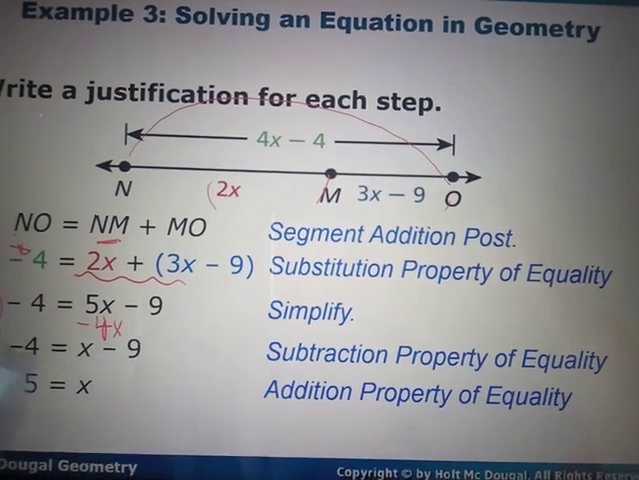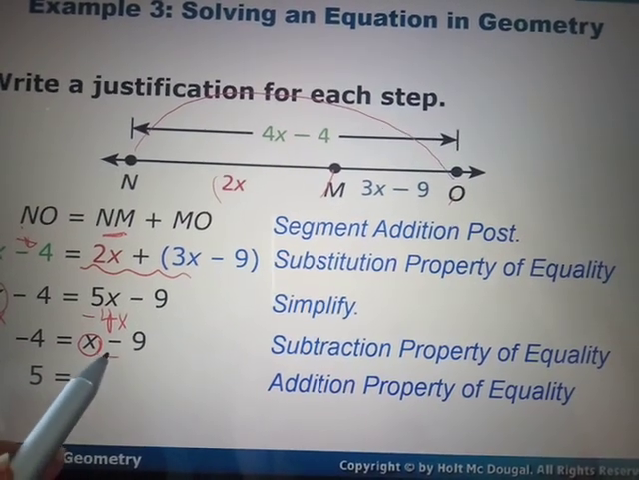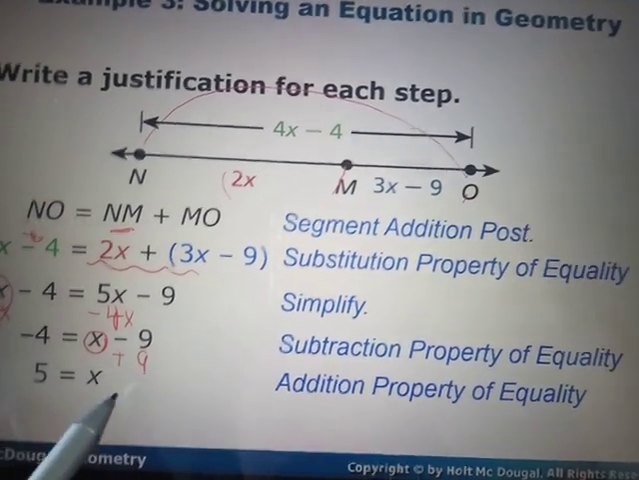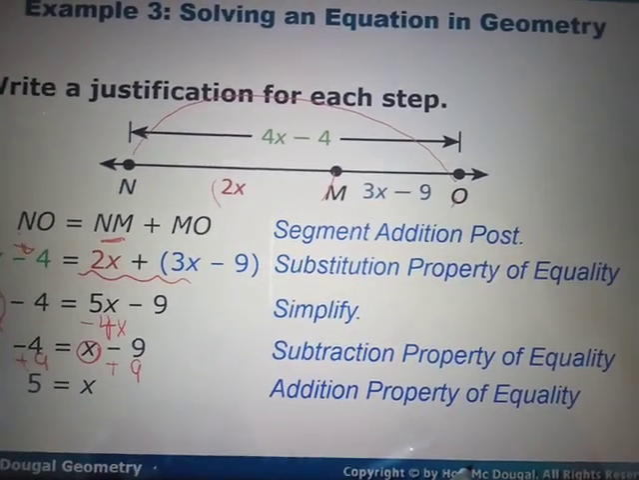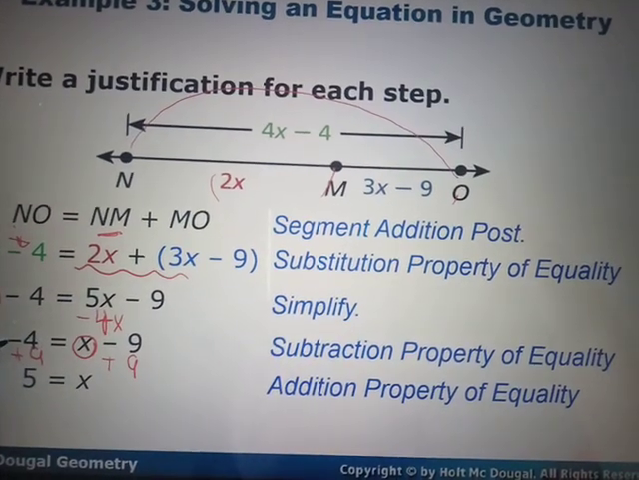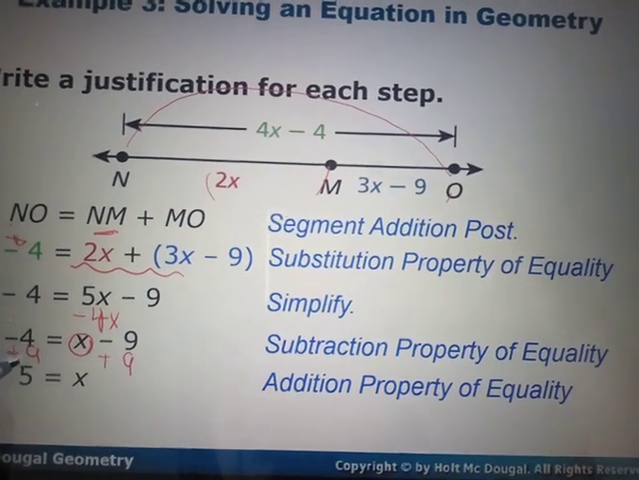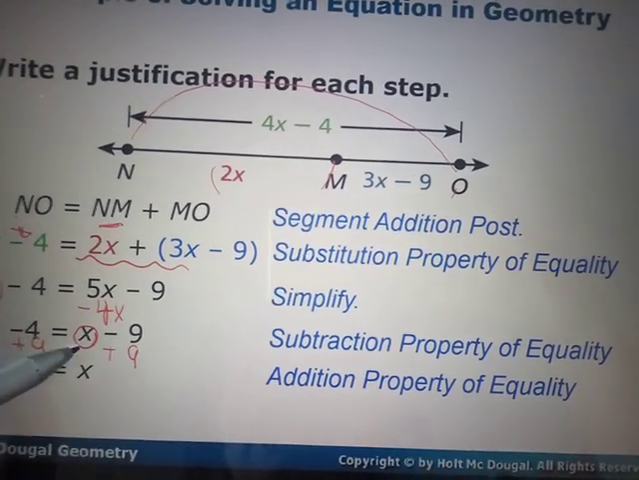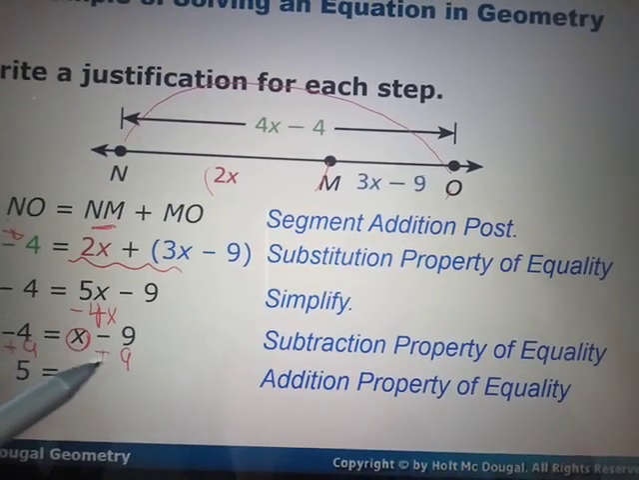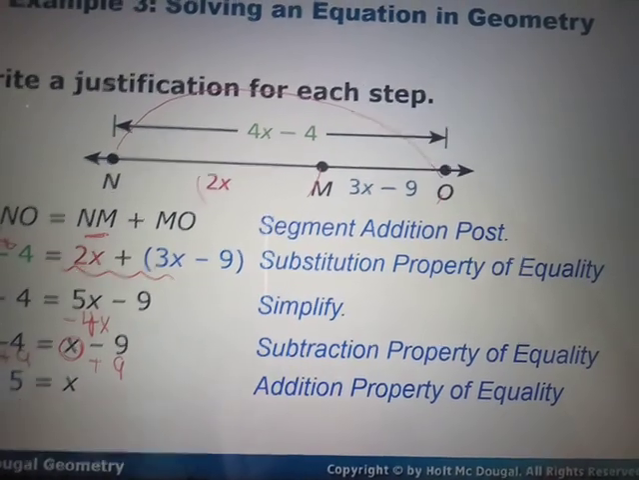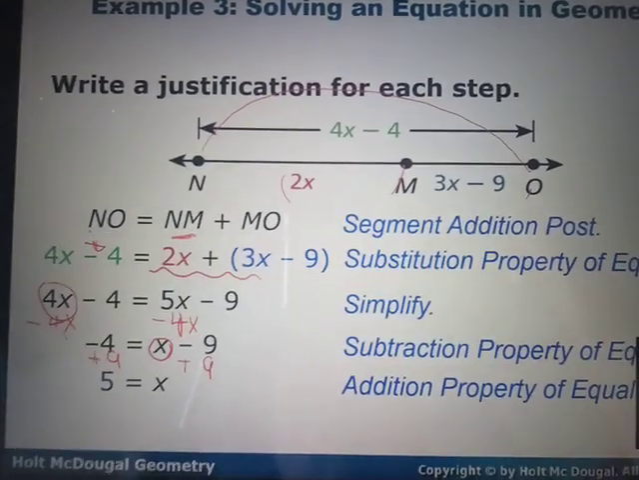We need to isolate x, so you must get rid of this. How? By the inverse operation. It's subtraction, so I will add 9 here and add 9 here. So by the addition property of equality, negative 4 plus 9, different signs, put the sign of the greater and subtract. 9 minus 4 equals 5, and here negative 9 plus 9 will be 0. So the result is 5 equals x. This is the addition property of equality.